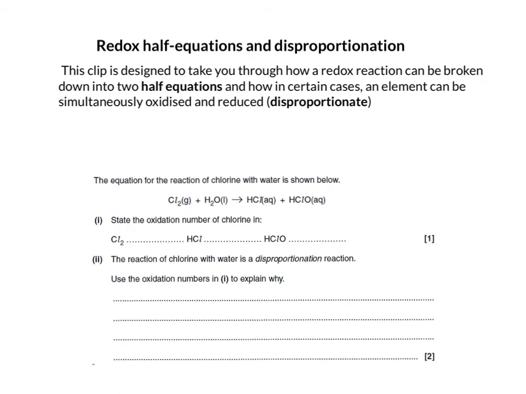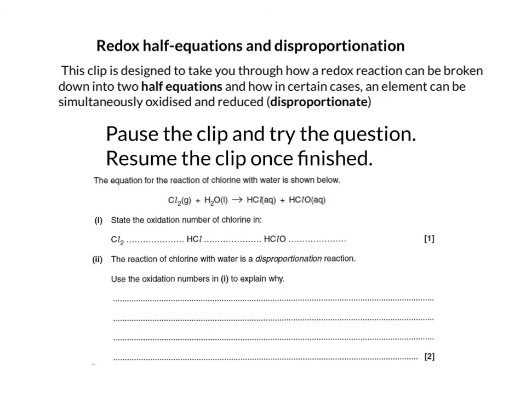So looking at this question, it tells you already that it's a disproportionation reaction. You can see within the question. So what I'd like you to do again is pause the clip and see if you can work out a possible answer to not just the first part, which is quite straightforward, but the second part using oxidation numbers that you've just worked out. So do part 1 first, then part 2. So you can then resume the clip once you've finished your answer and we can take you through it.